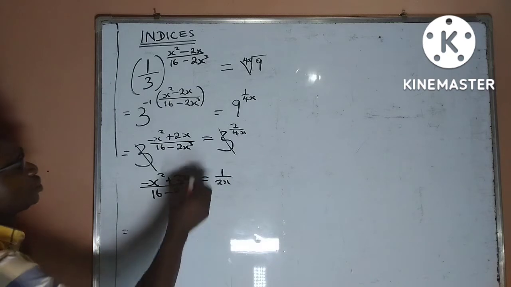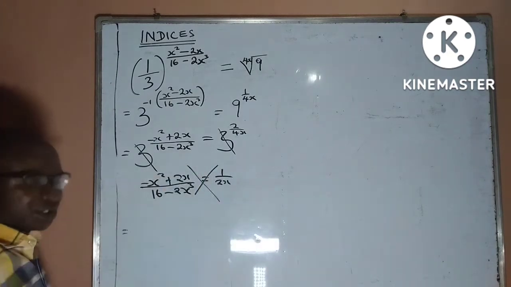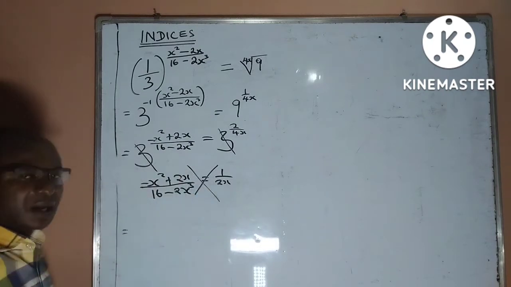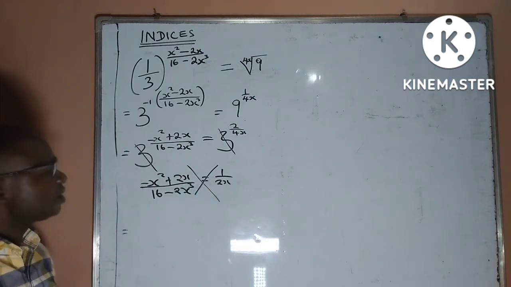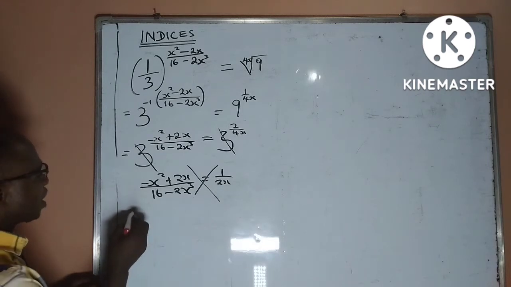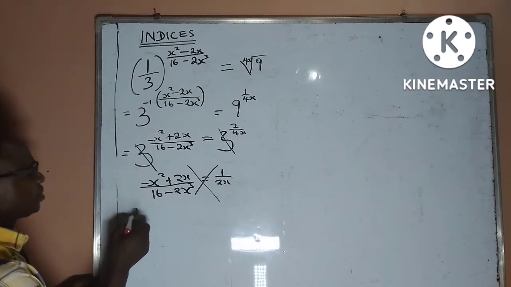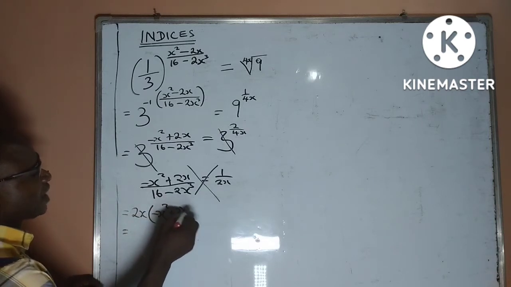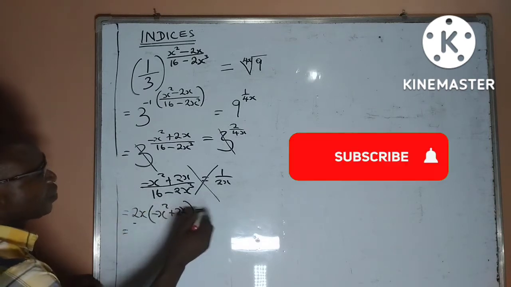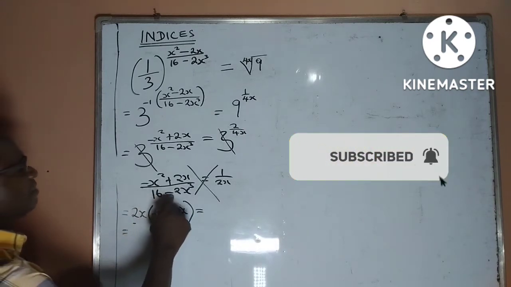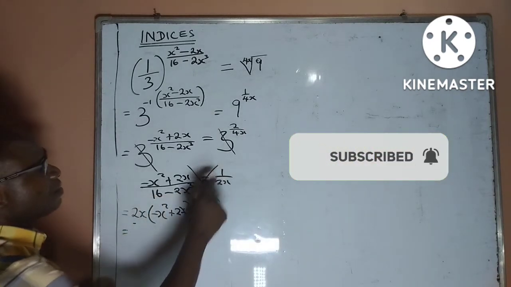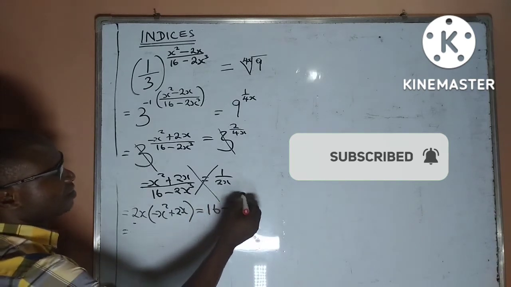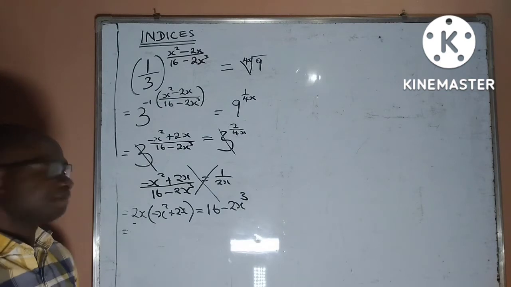The next thing I will do is to do a cross multiplication. And if I do that, it means I will use 2x to multiply everything in the numerator on the left hand side. And that becomes 2x into minus x raised to the power 2 plus 2x equal to 16 minus 2x raised to the power 3 multiplied by 1, which will give me 16 minus 2x raised to the power 3. That is what we have.